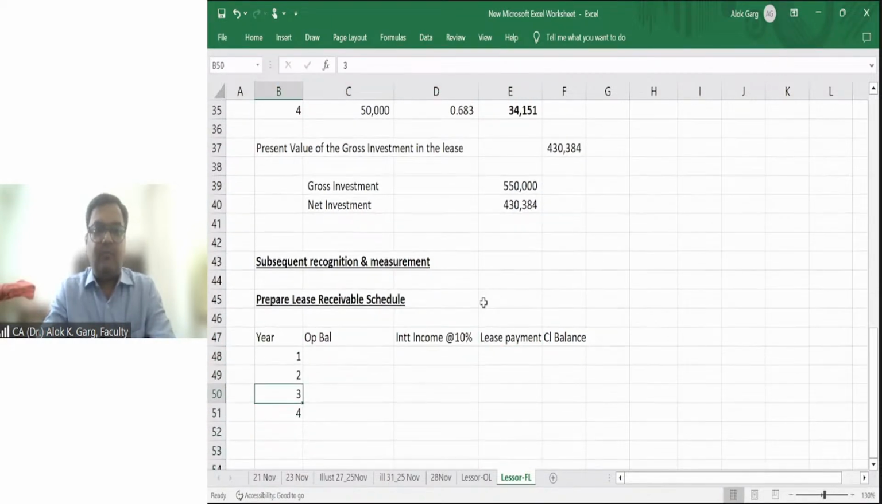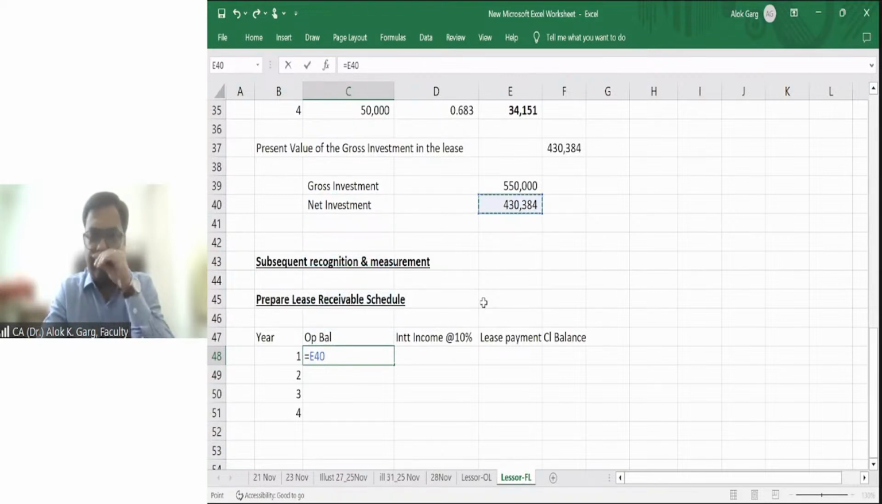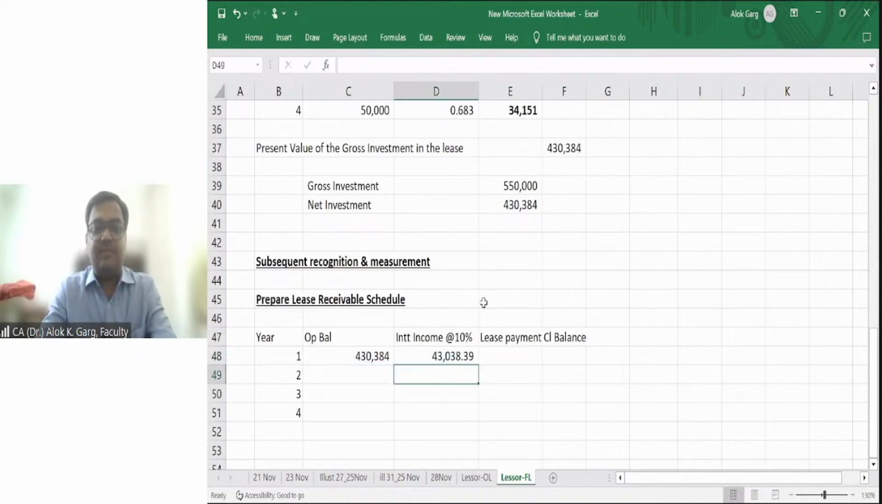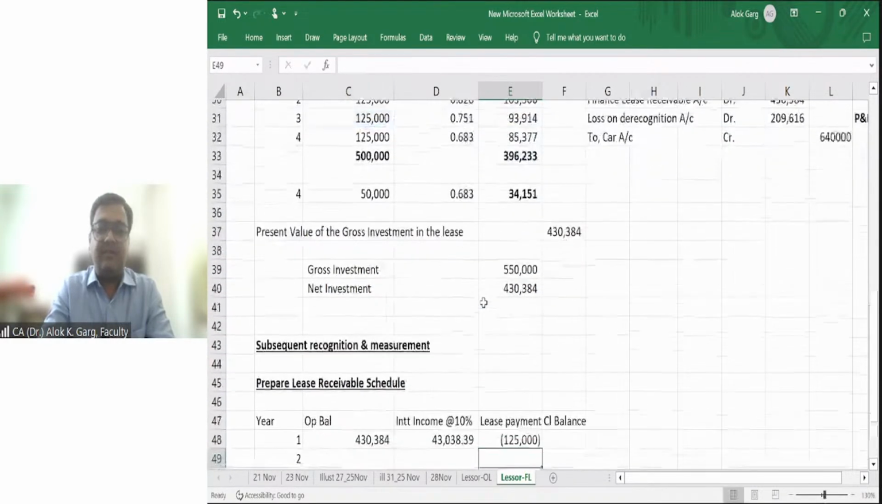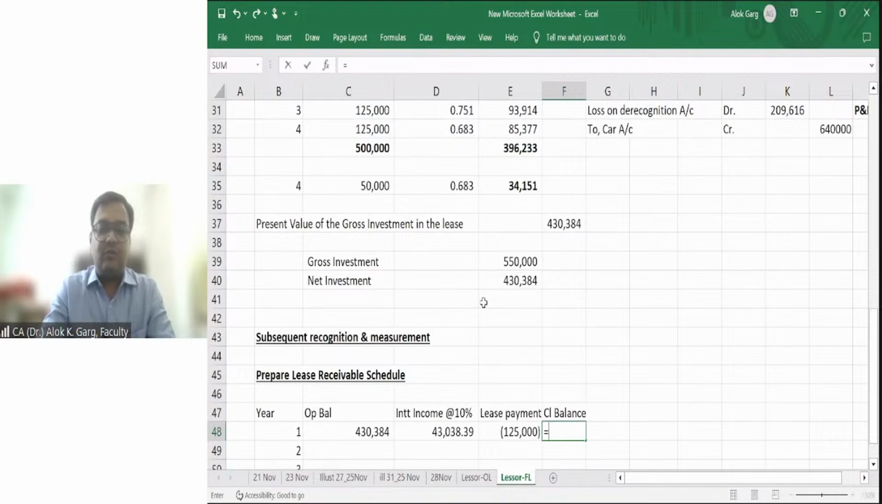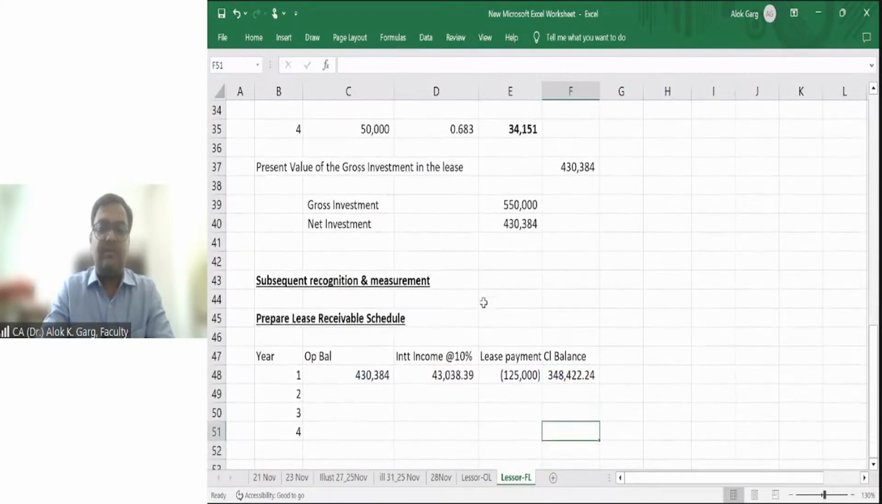One, two, three, four. What is the opening balance of the lease receivable? 433.84. What is the interest income at the rate of 10%, that is, 10% of this? What is your lease payment? The lease payment you are receiving is 1,25,000. What is your closing balance? This plus this plus this.